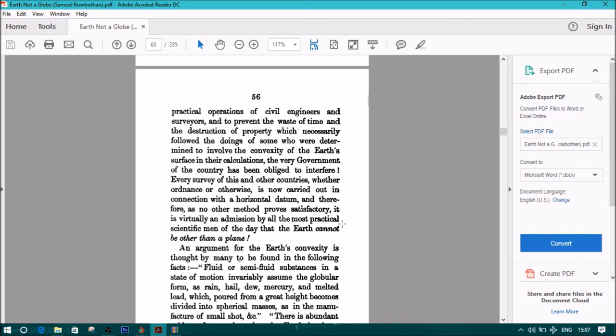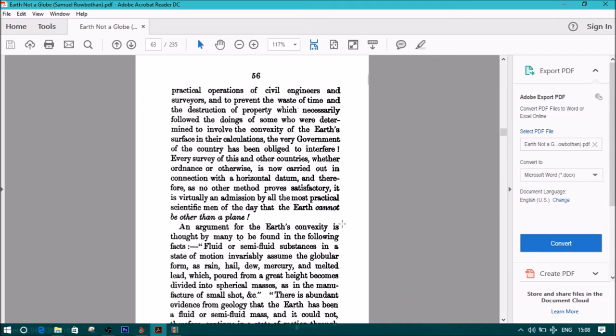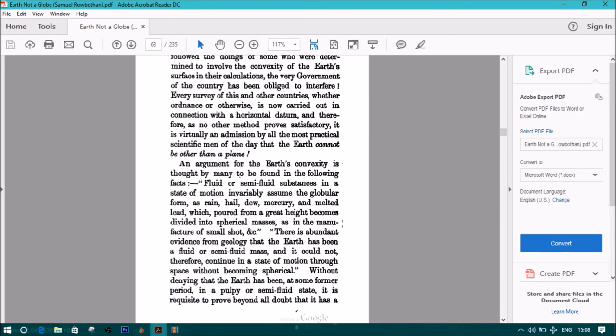Every survey of this and other countries, whether ordnance or otherwise, is now carried out in connection with a horizontal datum, and therefore has no other method proves satisfactory. It is virtually an admission by all the most practical scientific men of the day that Earth cannot be other than a plane. An argument for the Earth's convexivity is thought by many to be found in the following facts.